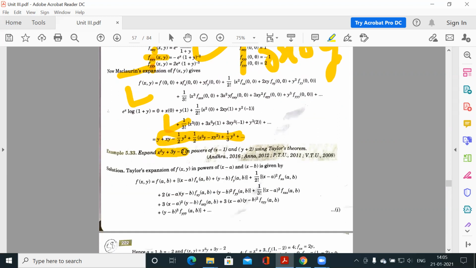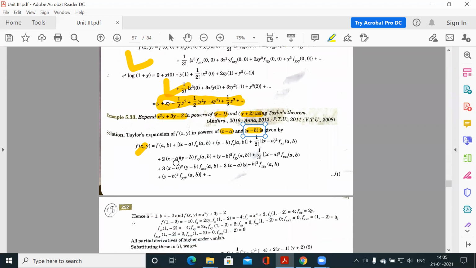Again, this is your function, so this is f of xy. Now you have to expand this in powers of x minus 1, y plus 2. Because we know the formula for expansion in powers of x minus a and y minus b, what is a? A is 1 and b is minus 2. Clear? So this is the expansion in powers of x minus a, y minus b.